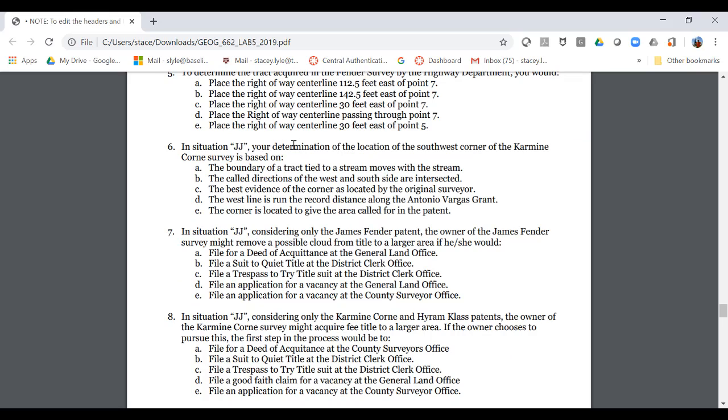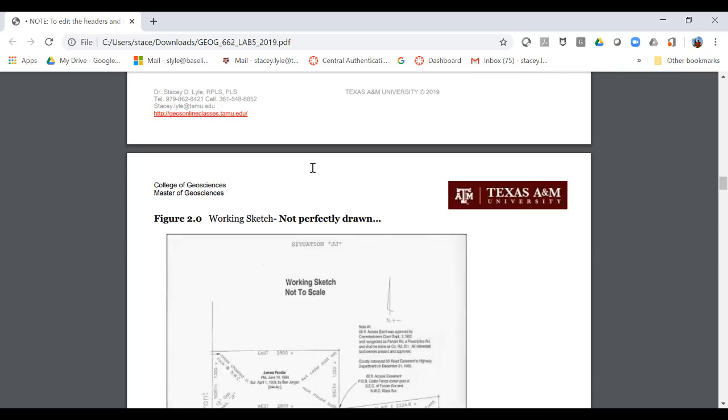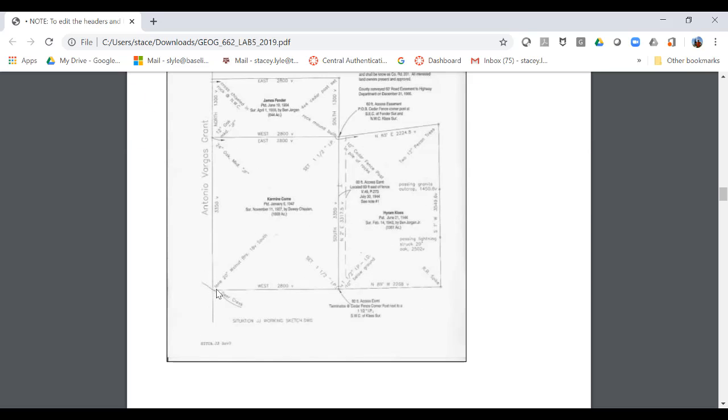In the situation JJ, your determination of the location of the southwest corner of the corn survey is based on, now we go back up to the southwest corner, and this is the odd pieces, where it comes to a point which is at a creek, but it doesn't go with the creek, so we're not held by that. If the creek was to move and come into our property, we would not go along that creek boundary right there, because it's at the creek. If we said with the creek, and again, key words help us in building our land GIS.